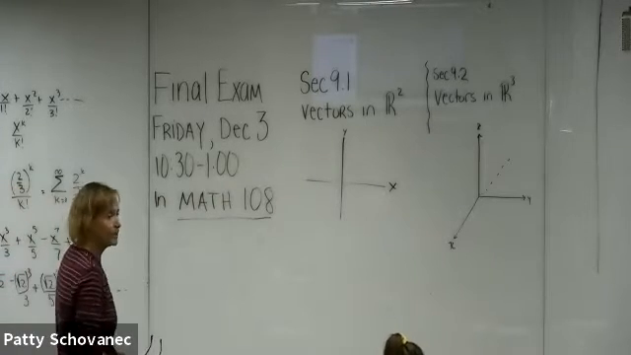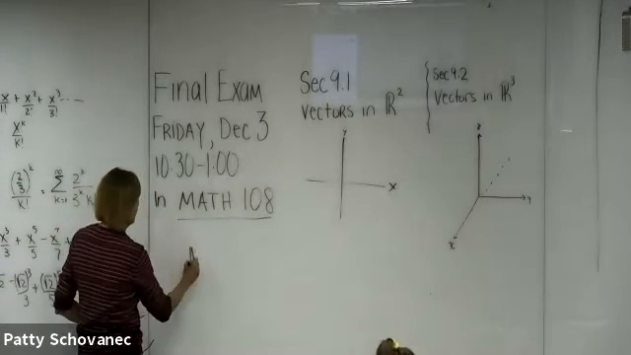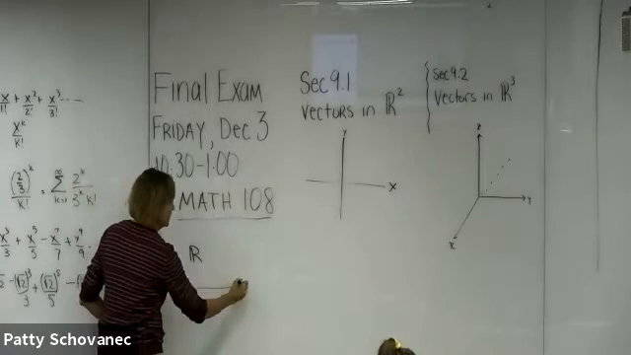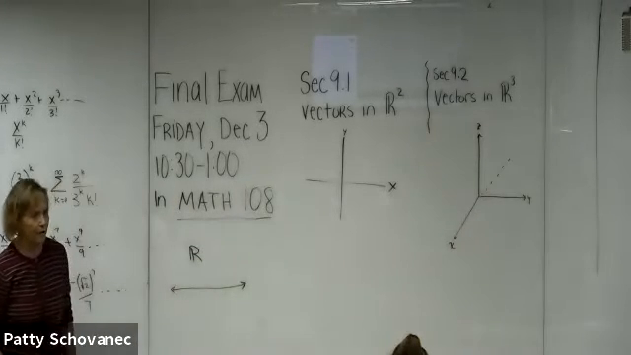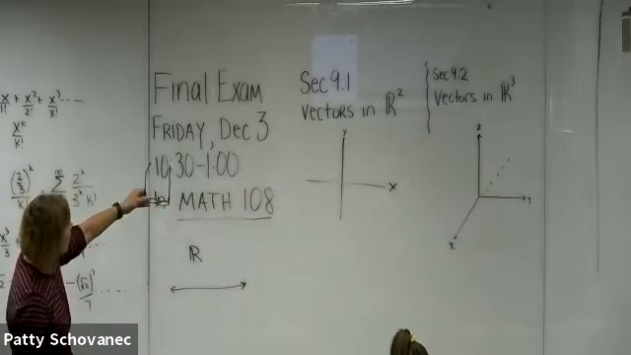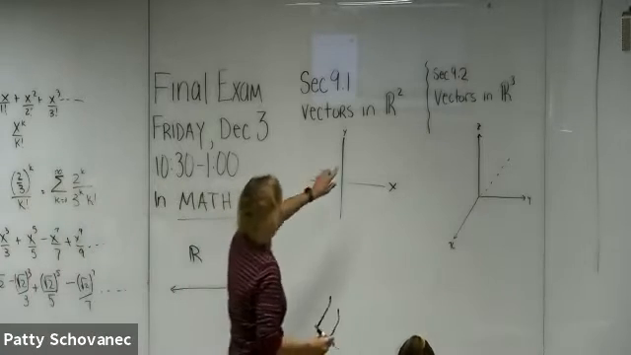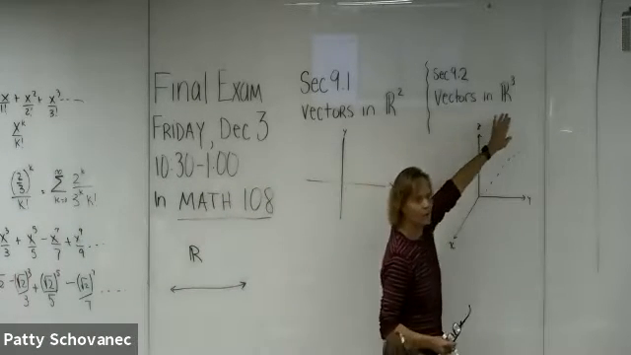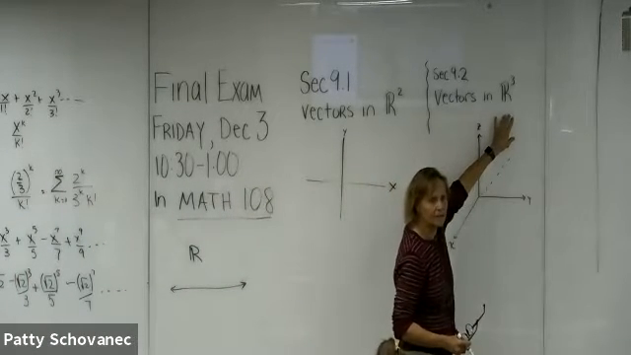R is the set of real numbers. So if you just see this, here's the picture of R, that's the group photo, all real numbers. This is the set of all ordered pairs, and this is the set of all ordered triples of the form X, Y, Z.